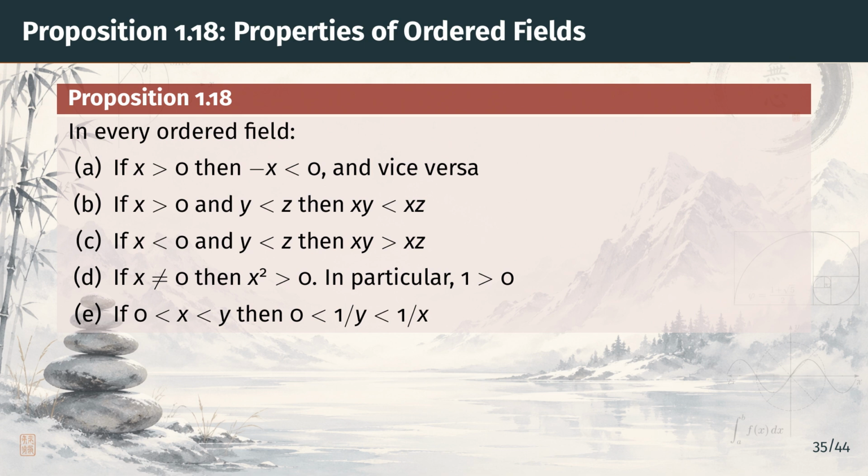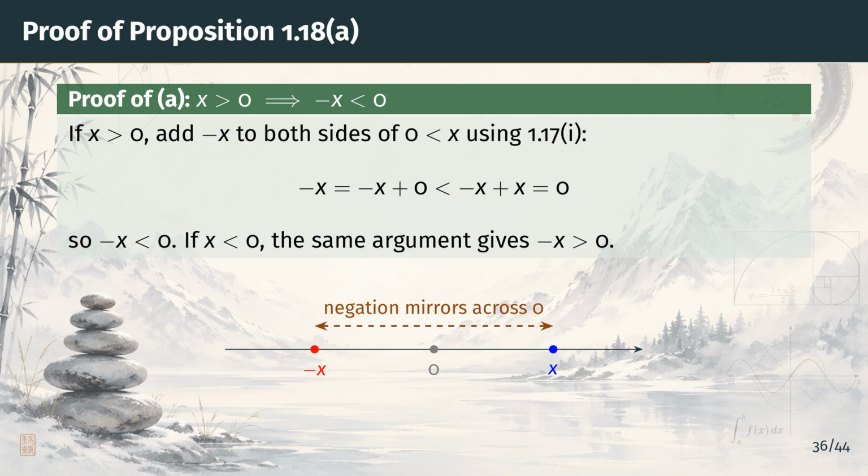These are all rules you have used many times, and now we will prove them rigorously from the axioms. To prove Part A, suppose x is positive, meaning 0 is less than x. By definition, see Proposition 1.17 Part I, we can add negative x to both sides of the inequality 0 less than x. On the left, negative x plus 0 equals negative x.